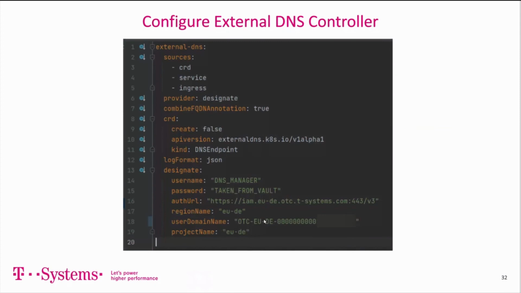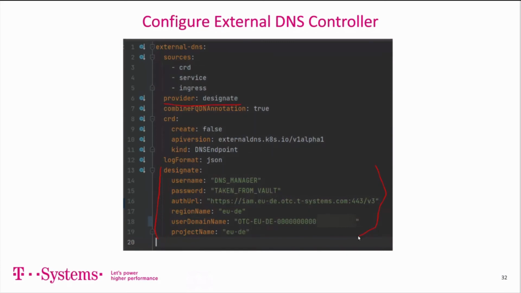What does it look like? As I told you, you need an external DNS controller, and this is the configuration for OTC for the external DNS controller. The most important thing here is the provider, designate. You need to tell that to the Helm chart, and also this configuration here. This part is the important one.